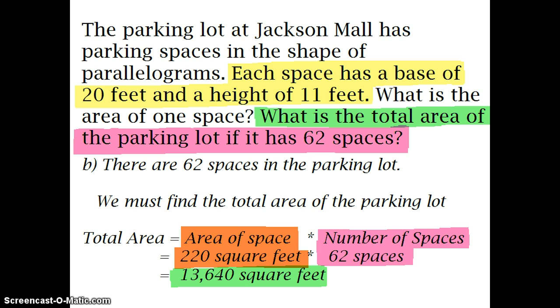Let's go over that one more time. In order to find out the total area of the parking lot, we must multiply the area of one space. We found out that that was 220 square feet, and we must multiply it by 62 spaces because that's the number of spaces in the parking lot. Once we multiply those two together, our answer is 13,640 square feet.